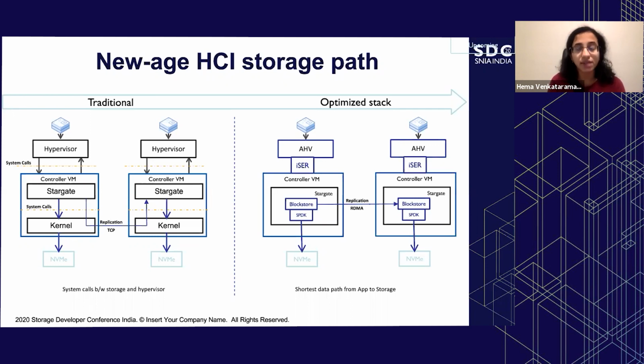For writes, these are again replicated over the RDMA path to peer Stargates. Peer Stargates also use the same for persisting or reading the data from the NVMe devices by using the lean path SPDK stack. And once that is complete, they acknowledge the primary Stargate via the RDMA path, which is then sent as an iSER response back to the AHV hypervisor, which is then acknowledged to the UVM.